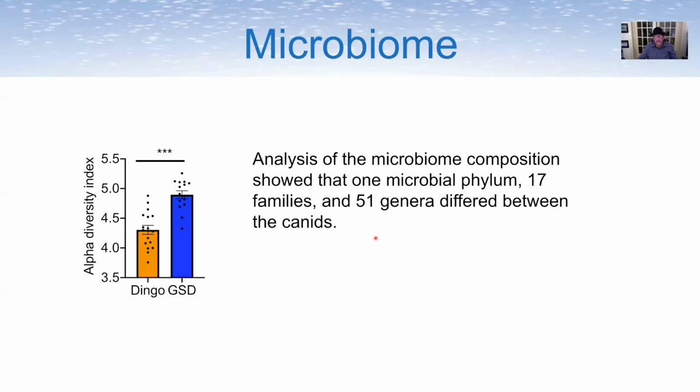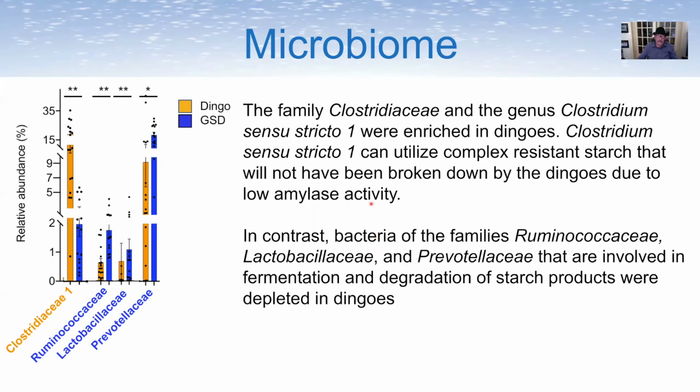In terms of enrichment, the family Clostridiaceae and the genus Clostridium sensu stricto were enriched in dingoes. It's the only family that was actually enriched in dingoes. All other families were higher in German shepherds. Clostridium sensu stricto can utilize complex resistant starch that will not have been broken down by the dingoes due to the low amylase activity. So these are the 4 that are particularly relevant to the amylase and to starch digestion.